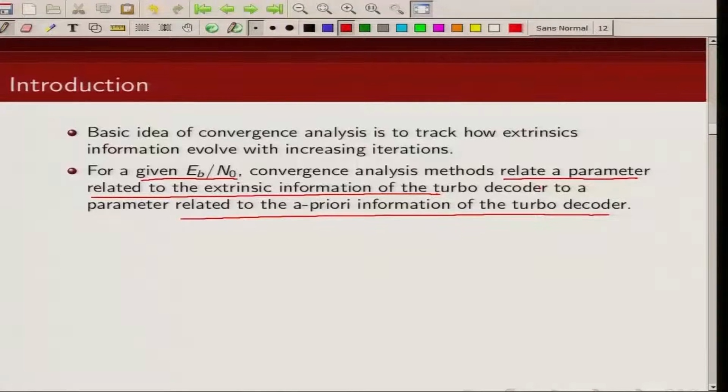So, what we are going to do in this convergence analysis is track a parameter which is related to the extrinsic information, and we will see how that parameter changes when a parameter at the input side, which is the a priori value, is also changed.